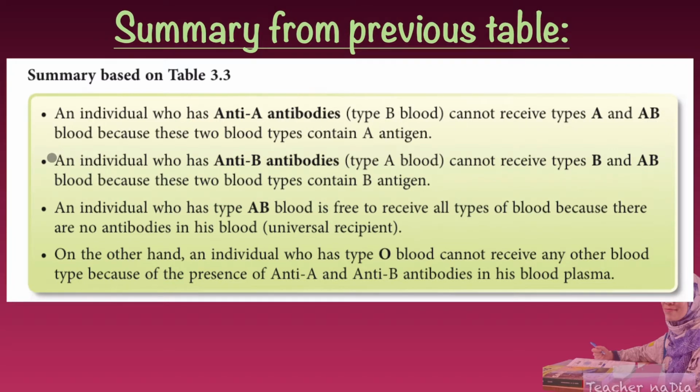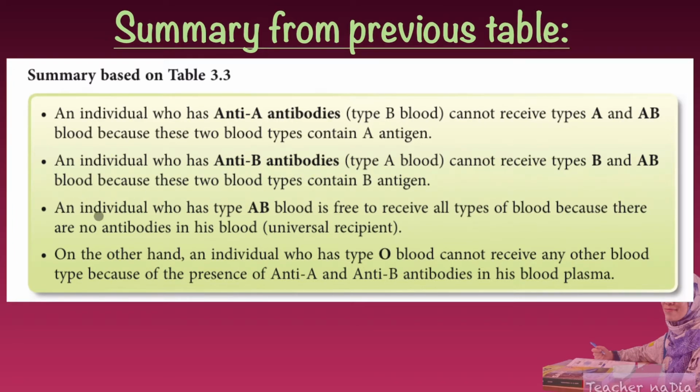Let's say there's an individual who has anti-B antibodies. If he or she has anti-B antibodies, meaning that he or she has type A blood, they cannot receive types B and also AB because we know that types B and AB contain B antigen. So B antigen will coagulate with anti-B antibodies.